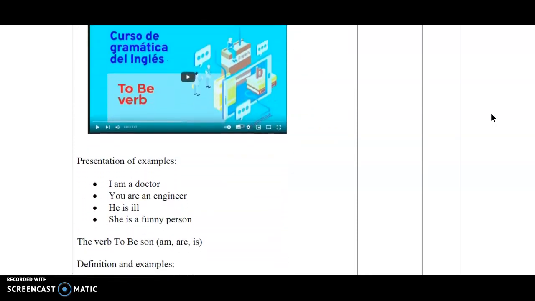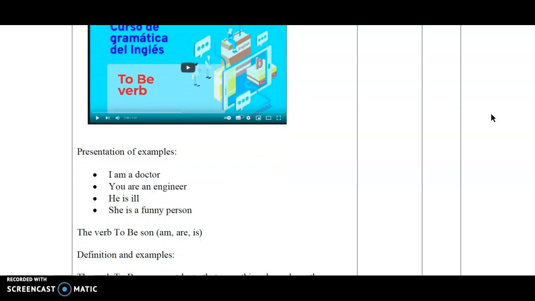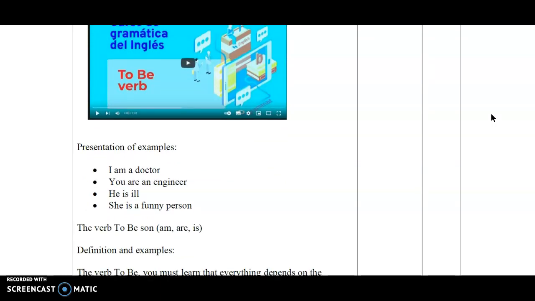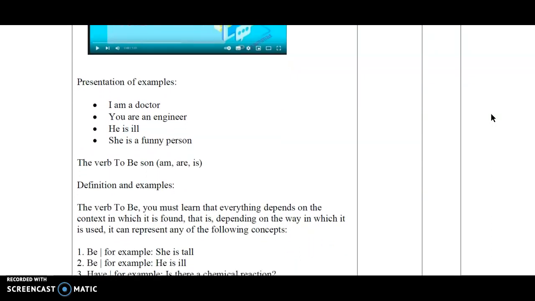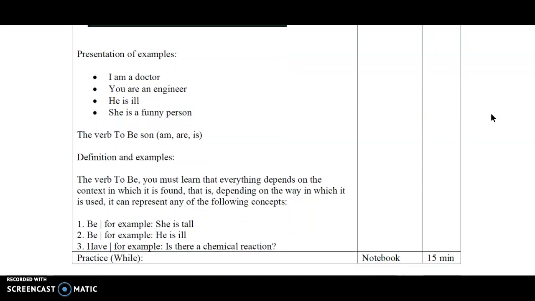Presentation of examples. I am a doctor. You are an engineer. He is old. She is a funny person. Verb to be: are, am, or is.